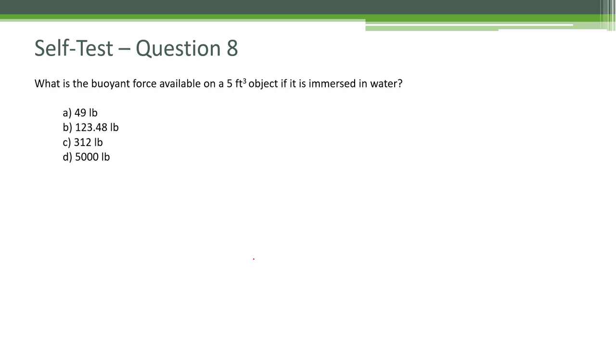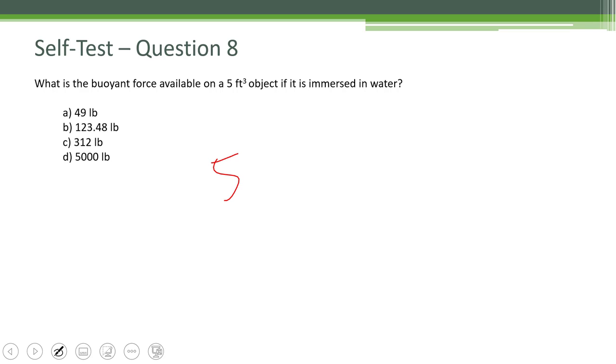That question's asking what's the buoyant force available on a 5 cubic foot object if it's immersed in water. Remember, the buoyant force is equal to the weight of the water displaced. Imagine you had a bathtub that was completely full, and you immersed this 5 cubic foot object in the water. How much water would overflow over the sides? The volume would be 5 cubic feet. And if I took all that water and weighed it, how much would it weigh?